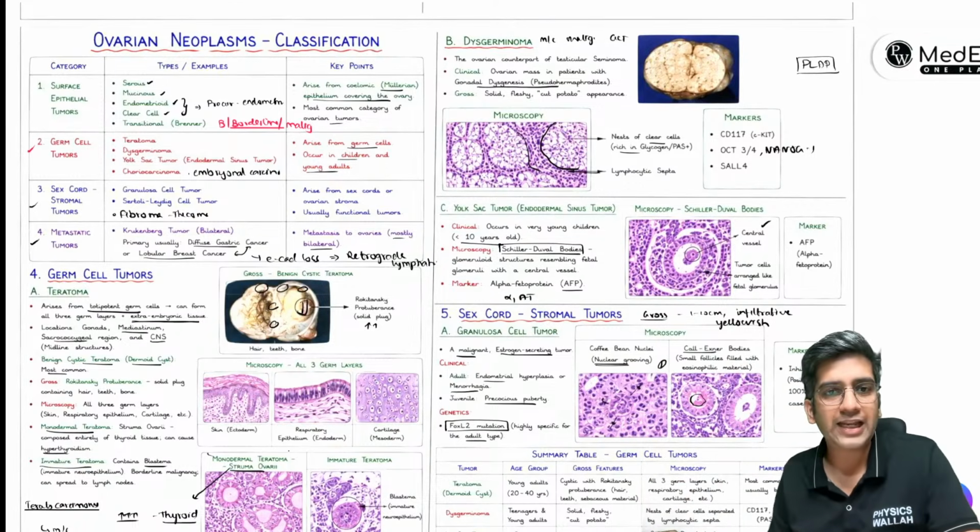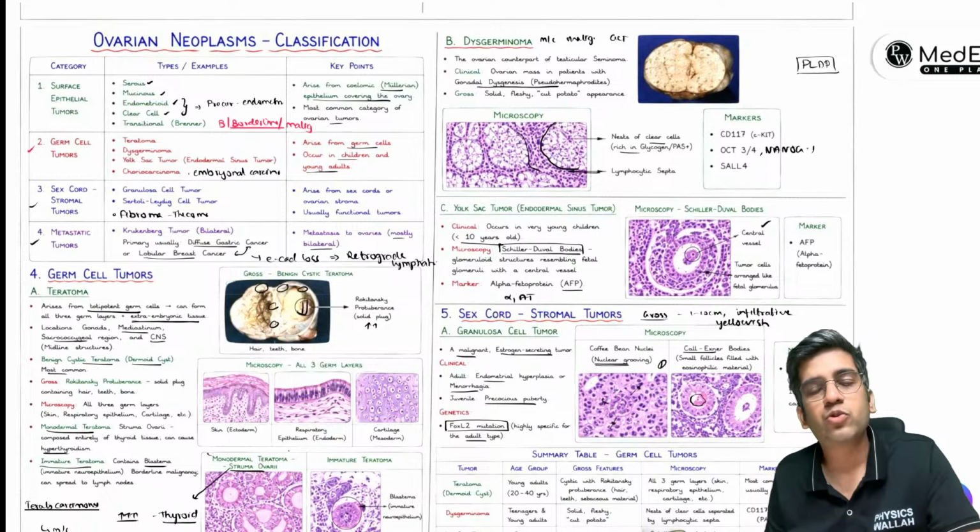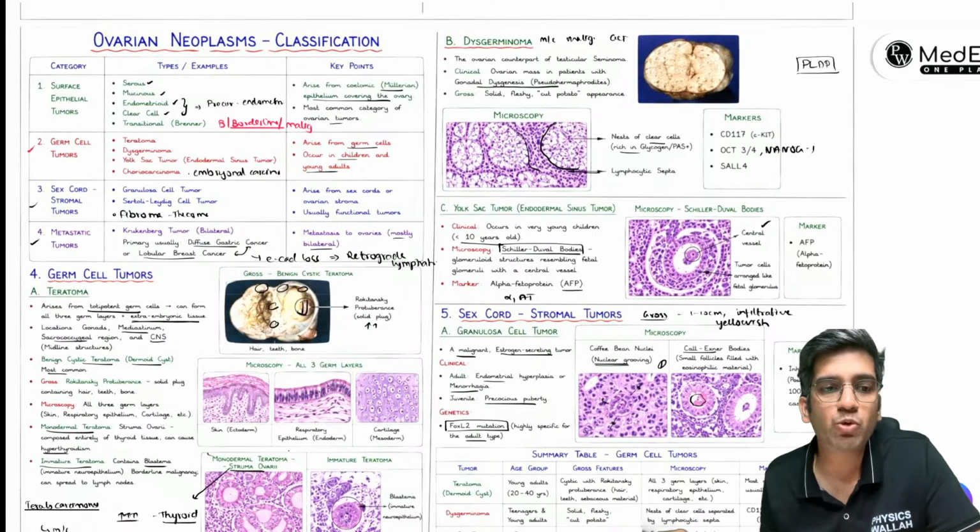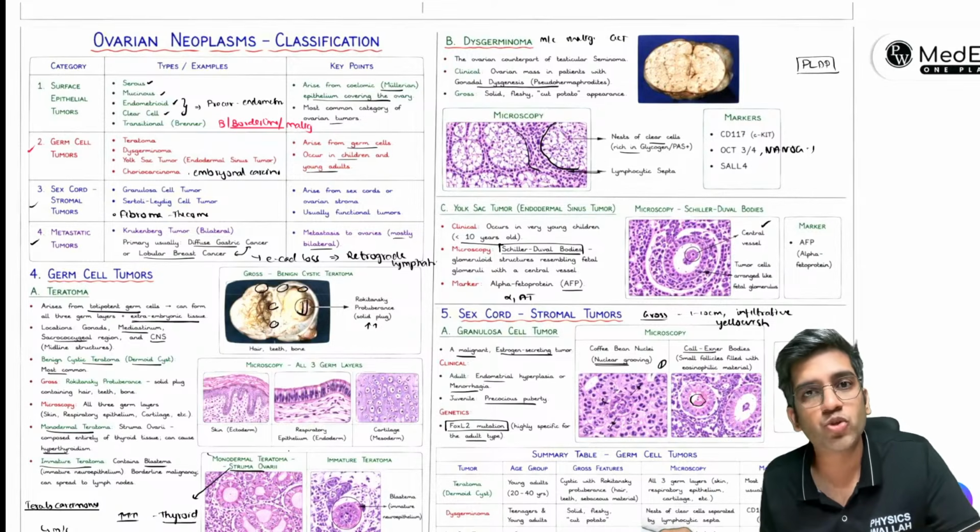Okay. Can anyone tell me the number of chromosomes in a complete molar pregnancy and the number of chromosomes in an incomplete or partial molar pregnancy?